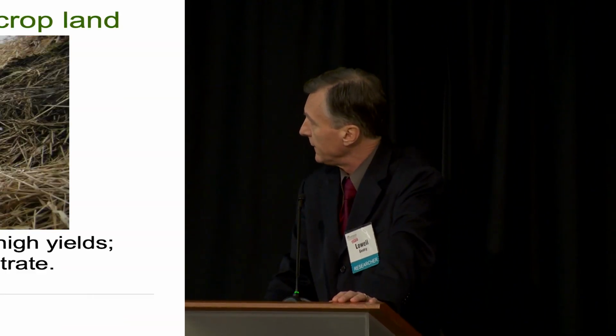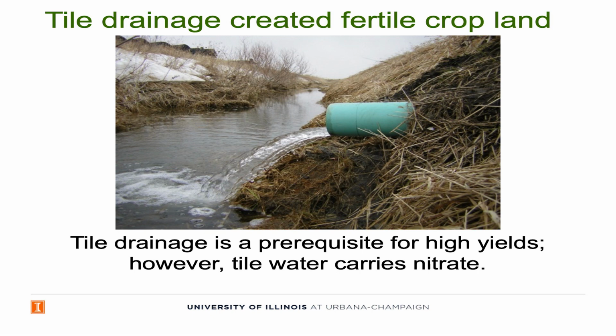We just needed some drainage. So we put in ditches 125 or so years ago, and lots of tiles that lead to those ditches, and we've created some of the most fertile cropland in the world. I think of tile drainage as a prerequisite for high-yield environments. However, there is a side effect, and unfortunately, tile drainage water carries nitrate with it.